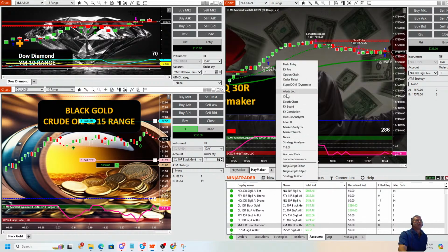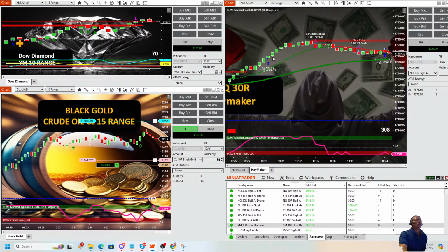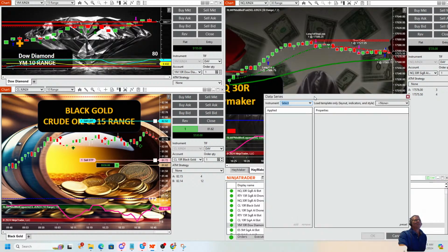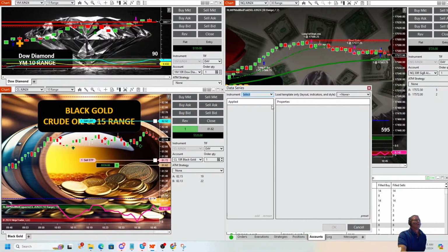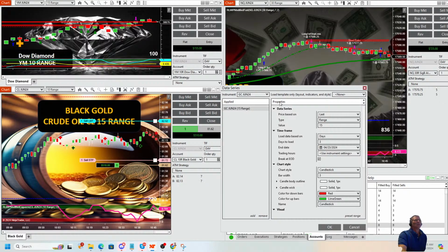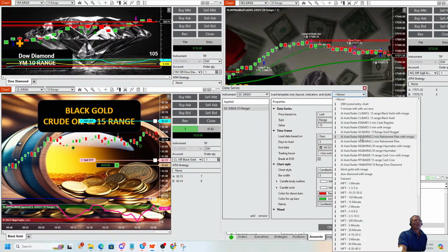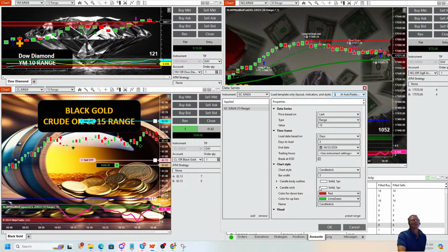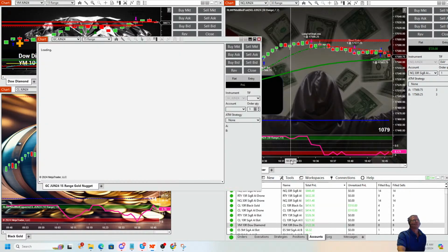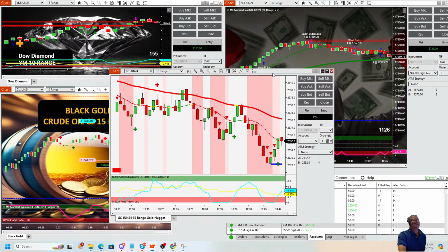So I know that Rao is really big on gold. I always see every day Rao is trading gold. So if I pull up my gold chart, and our gold is traded on a 15 range, it would look something like this.